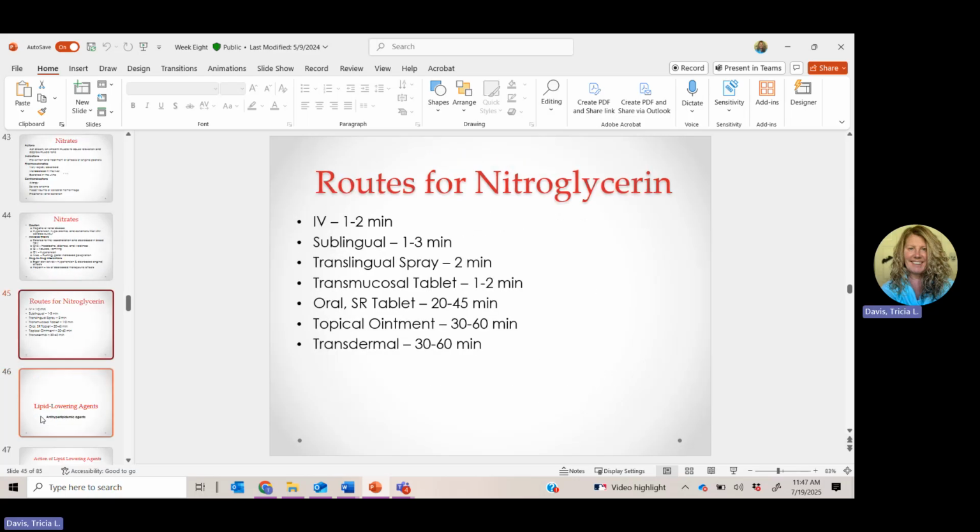All right, so what are our routes for nitroglycerin? You guys need to know this. IV, we can give every 1 to 2 minutes. Sublingual, 1 to 3 minutes. Translingual spray every 2 minutes. Transmucosal tablets, 1 to 2 minutes. Oral sustained release tablets, 20 to 45 minutes. Topical ointment, 30 to 60 minutes. And transdermal, 30 to 60. Sorry, when I was reading this, I was saying the wrong thing. This is how long it takes for the medication to work at these routes.